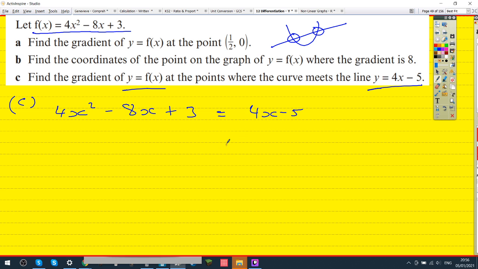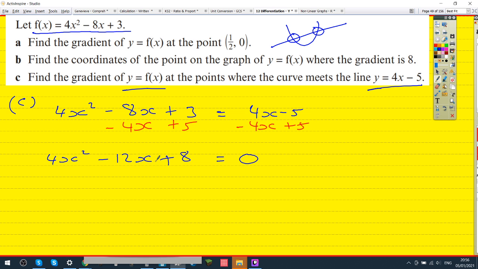And then do we want it on one side so it's equal to 0? Yep. So can you minus 4x on both sides? Yep. Which gives you 4x squared minus 12x plus 3 equals minus 5. Then add 5 to both sides. Yep. It becomes 4x squared minus 12x plus 8 equals 0. That's it. And then could you solve that as a quadratic?